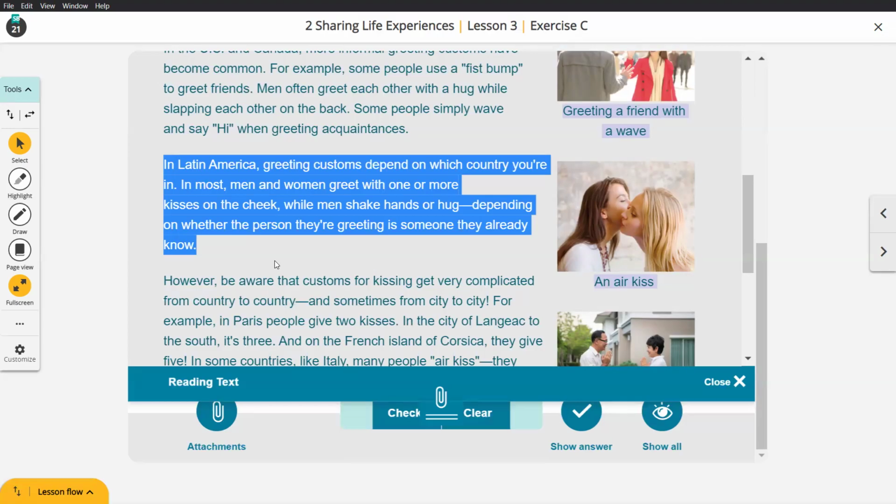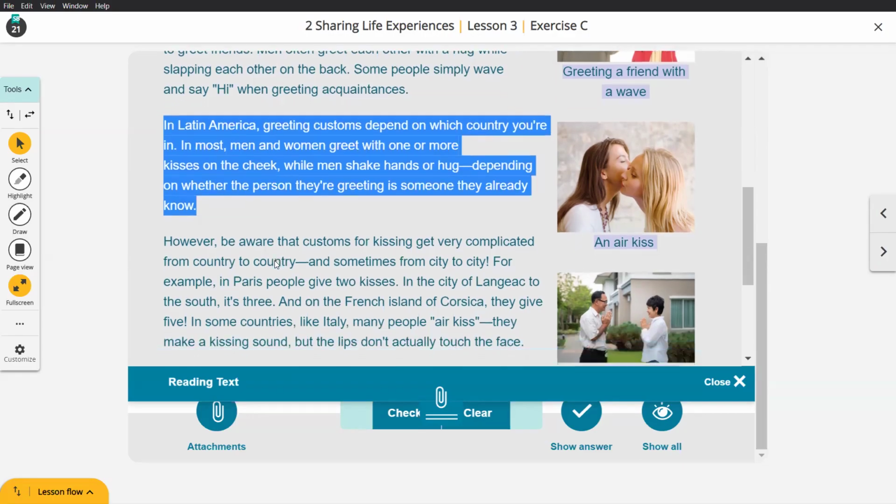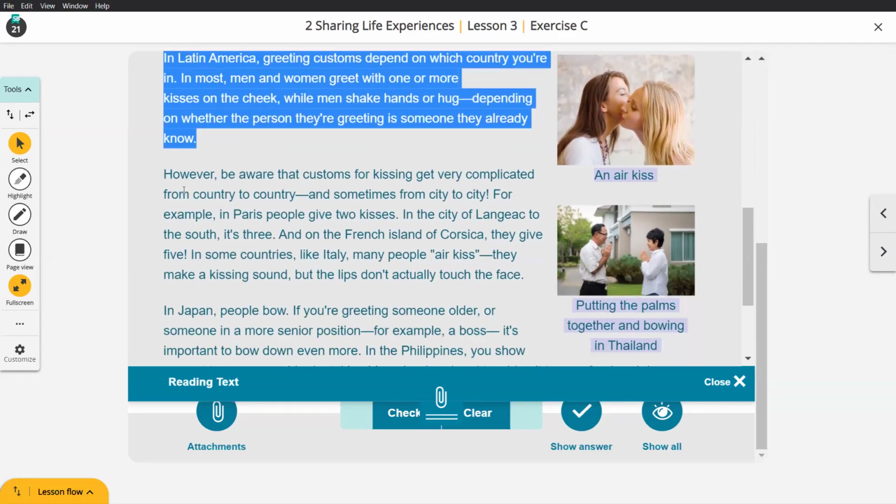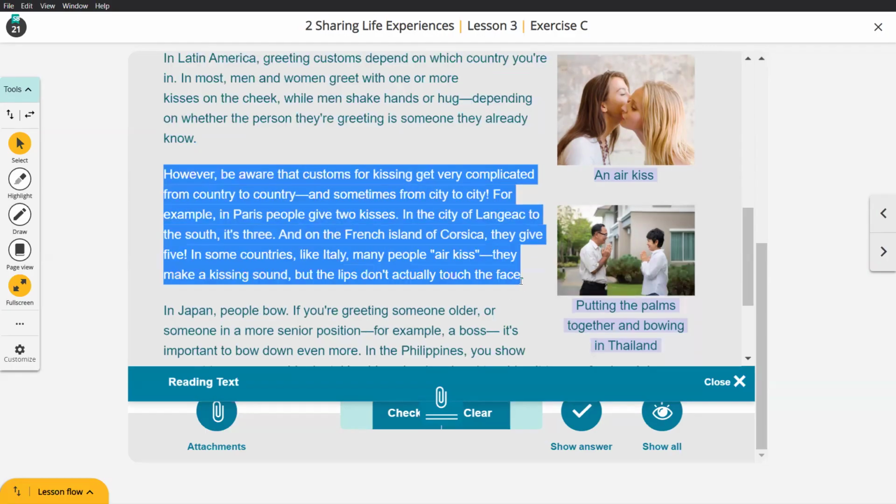Carla or Carlos? Carlos. Okay. In Latin America, greeting customs depend on which country you're in. In most, men and women greet with one or more kisses on the cheek, while men shake hands or hug, depending on whether the person they are greeting is someone they already know. Carla, please. This one.